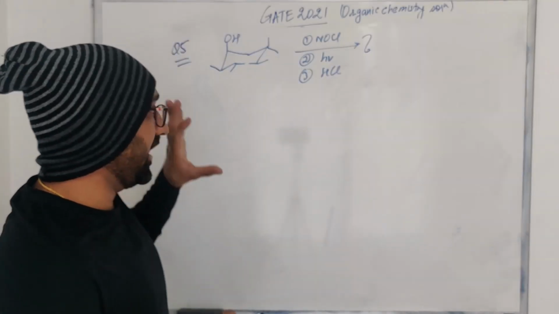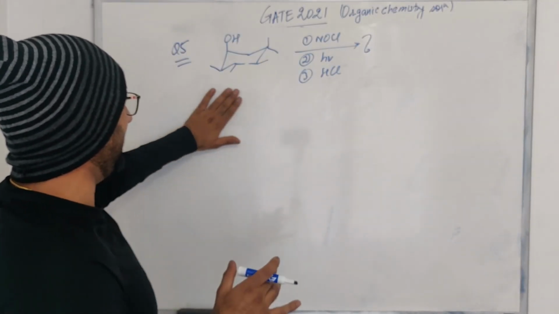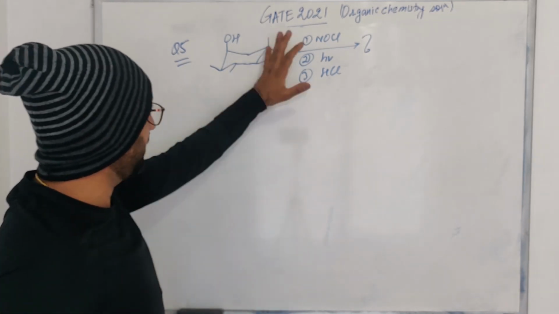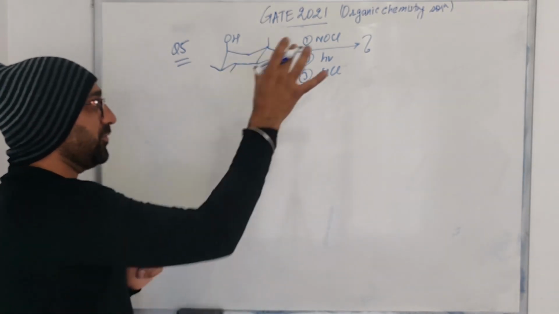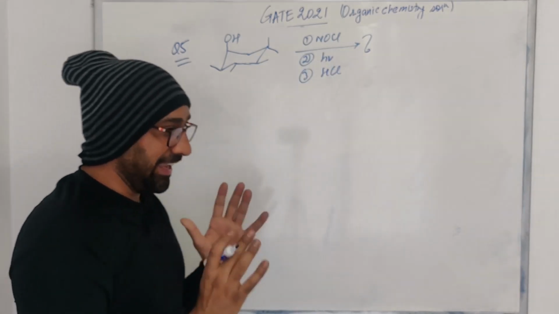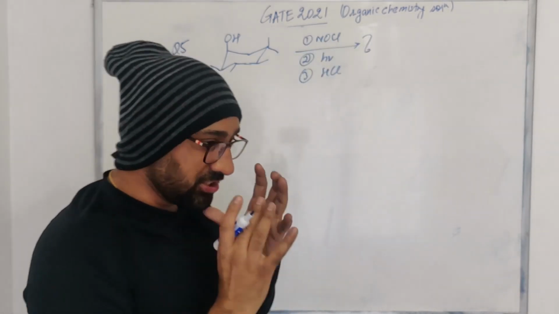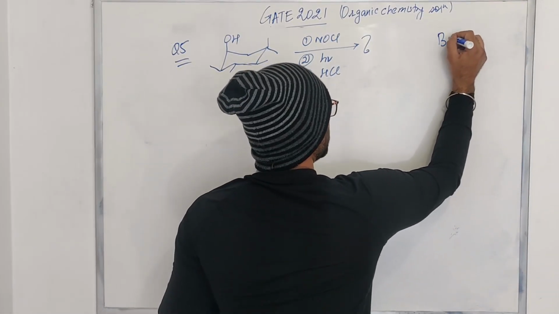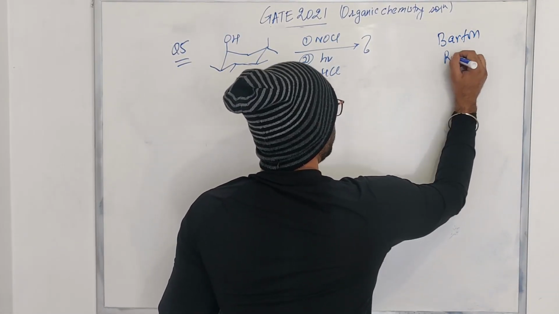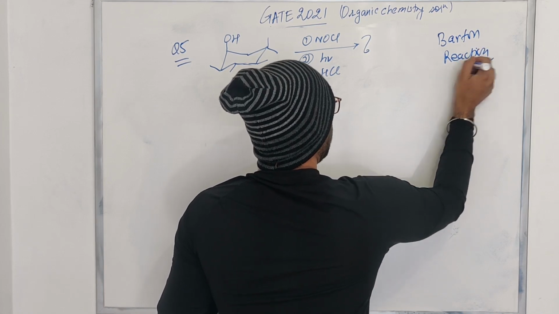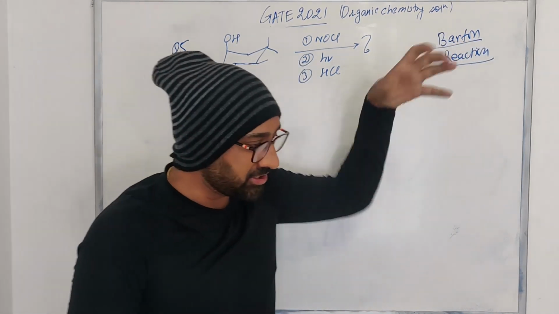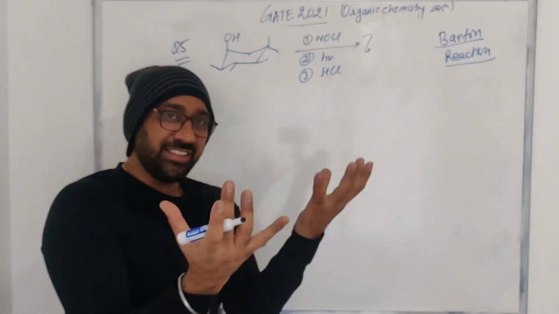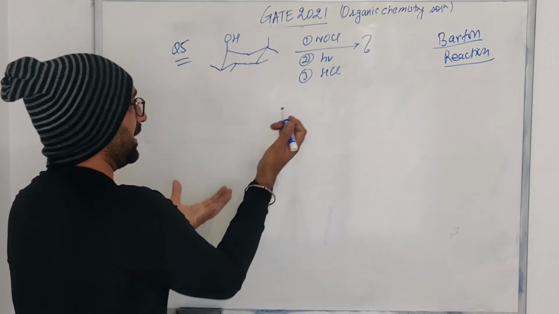Look at problem number 5. Here we have this cyclohexanol with a methyl substitution on the cyclohexane ring, and we are treating it with NOCl, HNO and HCl. If you look at this reagent, I can clearly understand that this question is based on the Barton reaction. I have also made a video on the Barton reaction. The link is in the description. You can check it. But we will understand why certain products form the way they do.